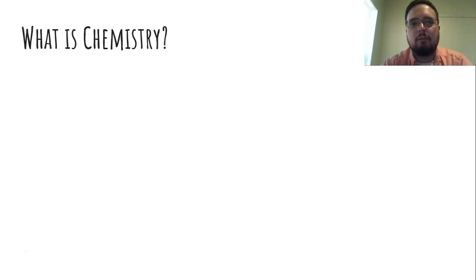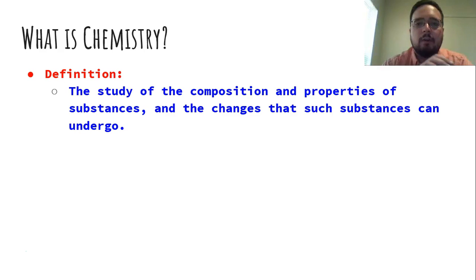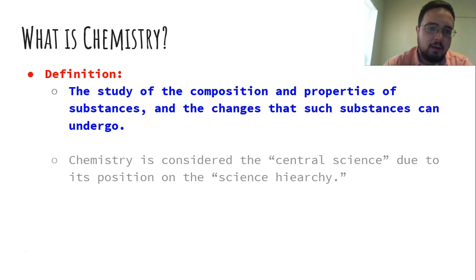So the first thing we have to ask ourselves is, what is chemistry? There are a couple of definitions out there, but according to Webster's Dictionary, chemistry is the study of the composition and properties of substances and the changes that such substances can undergo. So it is a study of chemical reactions, phase changes, chemical properties, physical properties, and so on, which we will dive into. But this is a more generic, accurate definition of what encompasses chemistry.